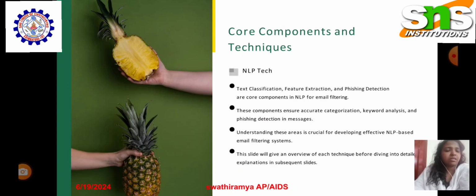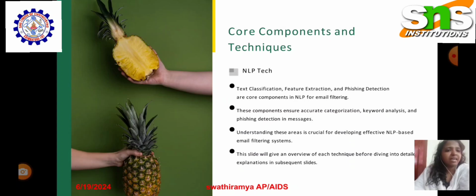We also discussed the core components and the techniques. The main core components are: number 1, text classification; number 2, feature extraction; number 3, phishing detection. These are the core components of NLP used in email filtering, and these components ensure accurate categorization, keyword analysis, and phishing detection in messages.